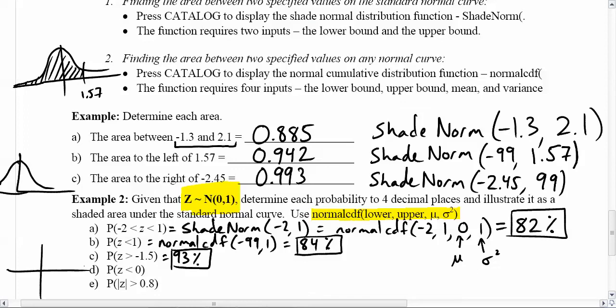Z is less than 0, you can do without doing any calculations at all. It's half the graph, because 0 is the mean. So this one will be 50%.